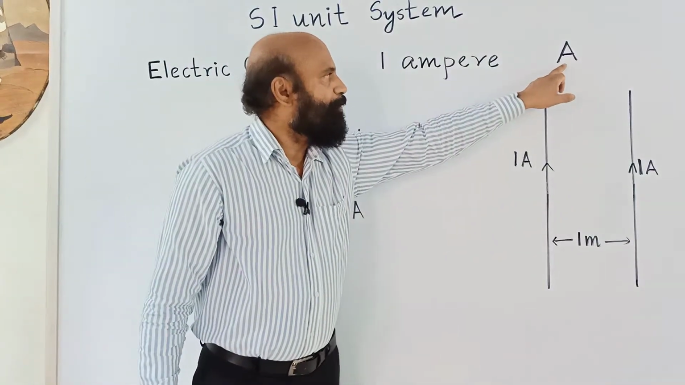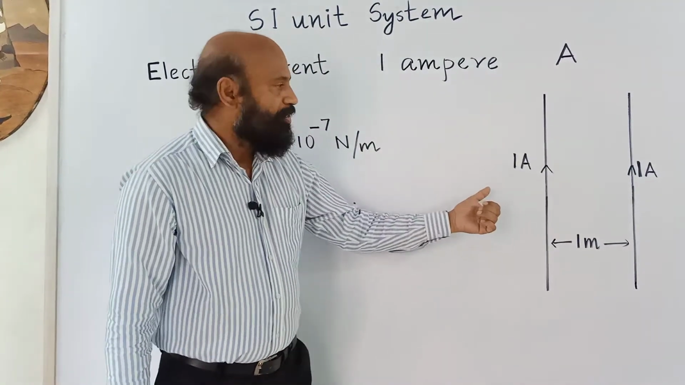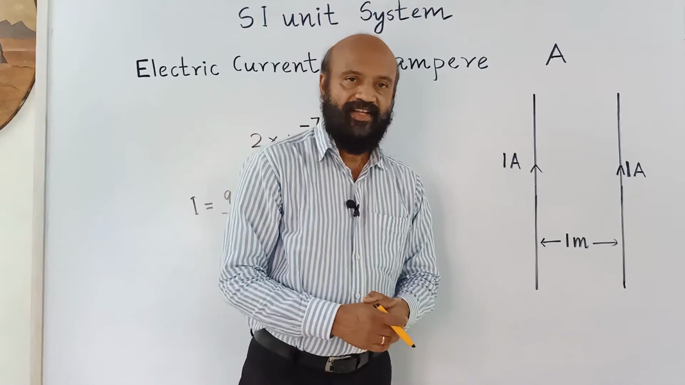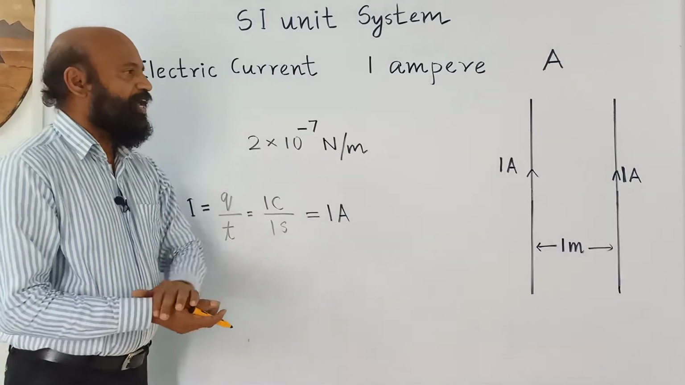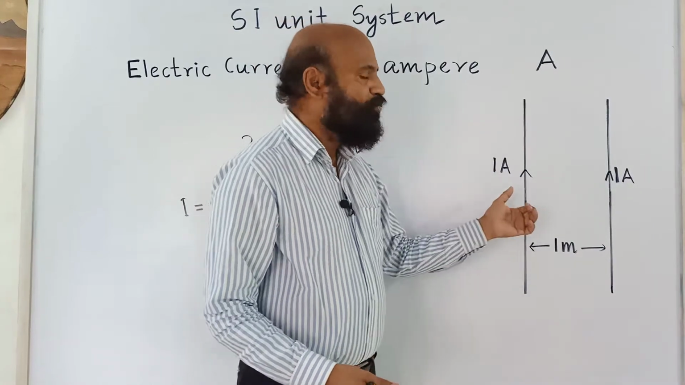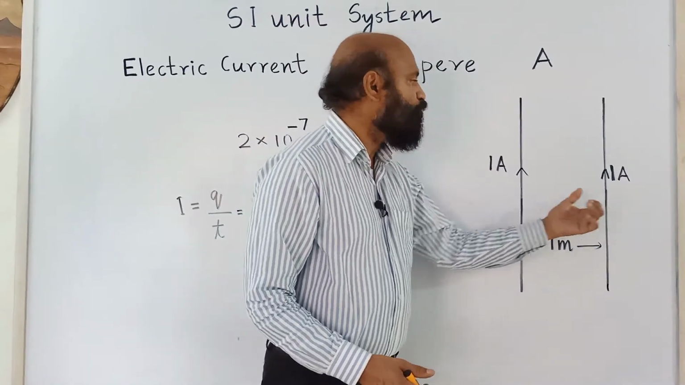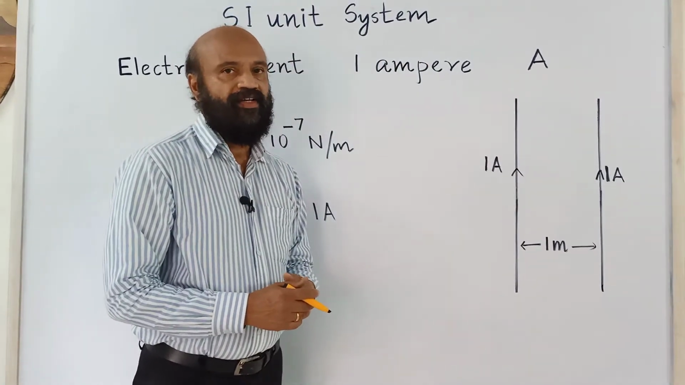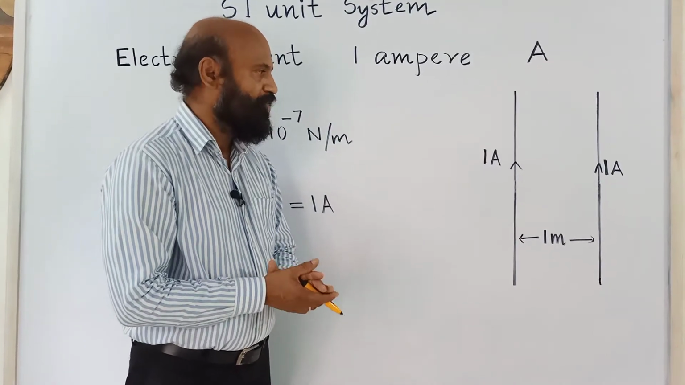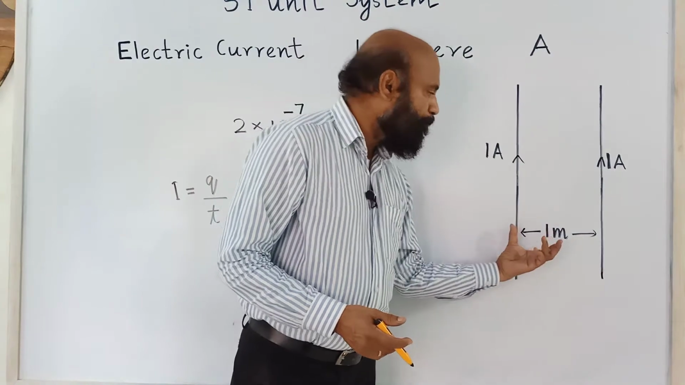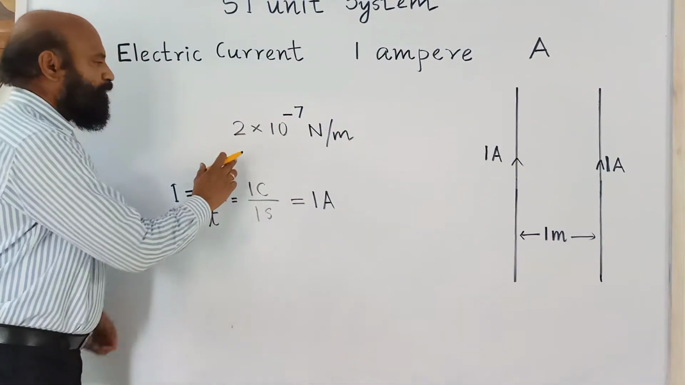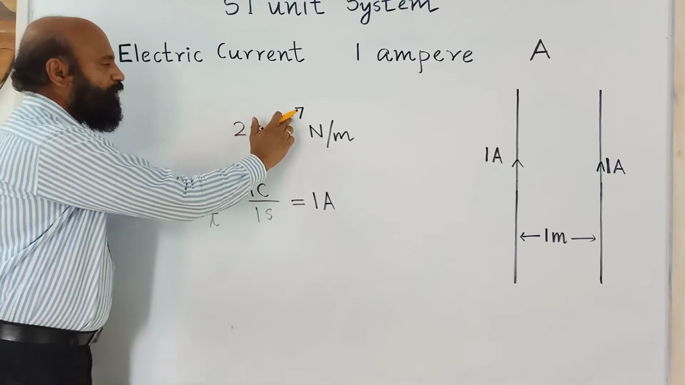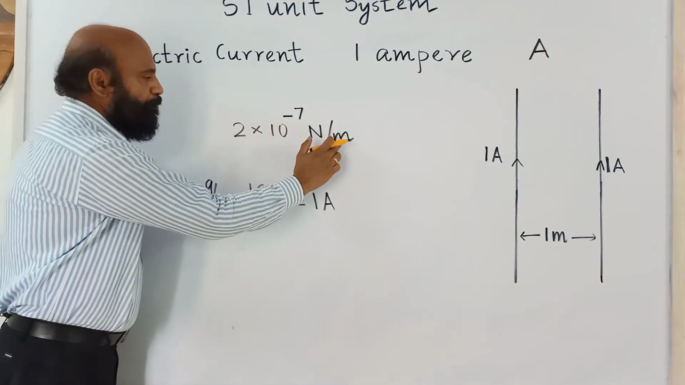SI unit of electric current is Ampere. Its symbol is capital A. Ampere is defined in terms of the force acting between two conductors carrying current. 1 ampere is defined as that constant current which, when maintained in each of the two straight parallel conductors of infinite length of negligible cross section, kept at a distance of 1 meter in vacuum, experience a force per unit length of 2 into 10 raised to minus 7 Newton per meter.